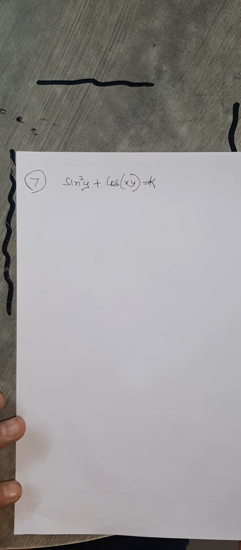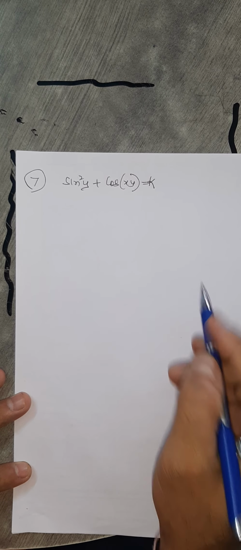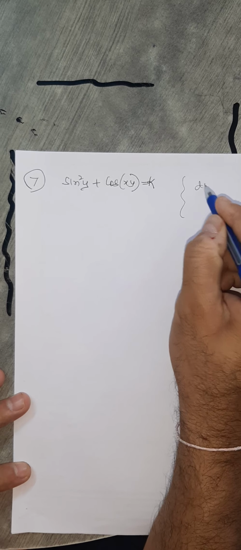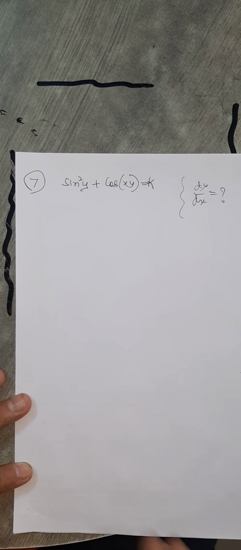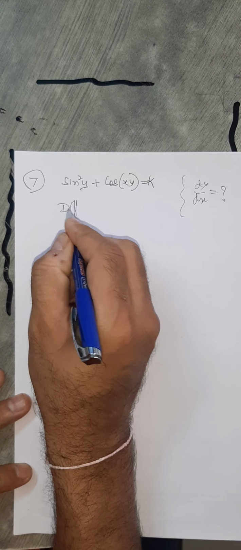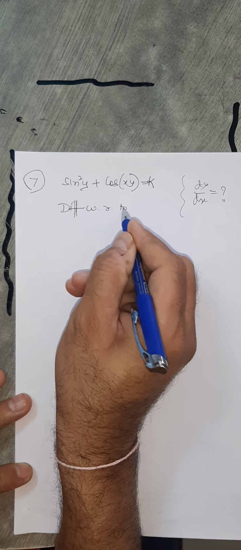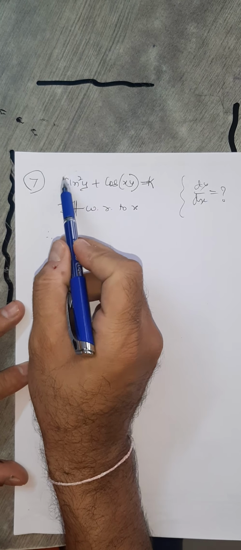Next question. Question number 7. What's the question? Get the dy by dx. The question is the same everywhere. Find the dy by dx. So what do we do? We differentiate it with respect to x. I'll write differentiating with respect to x. Okay.